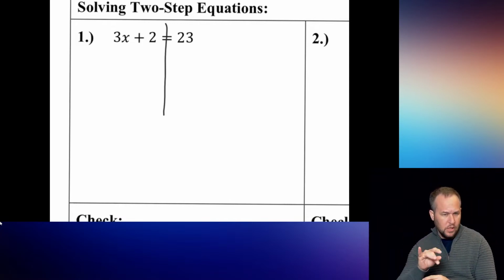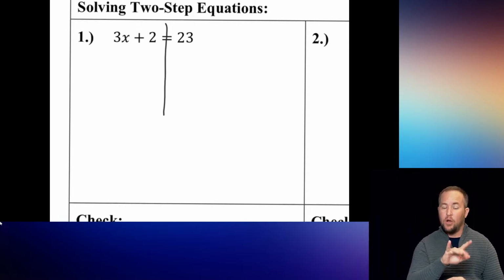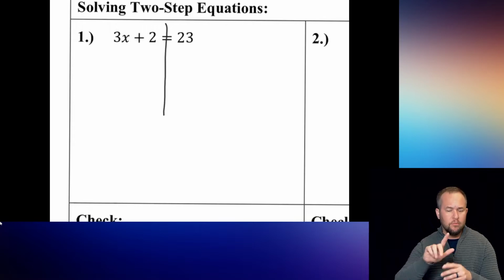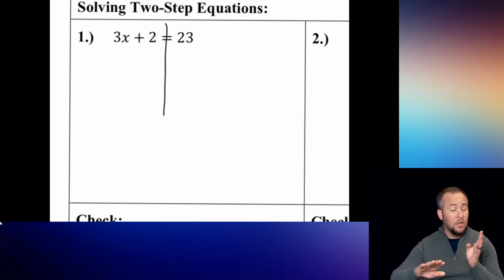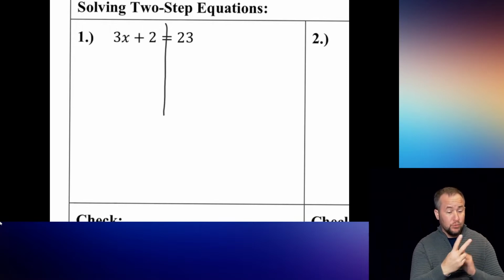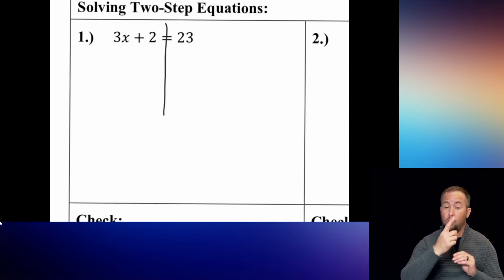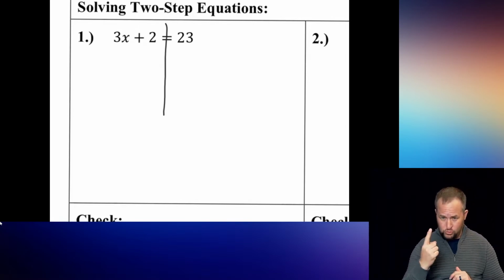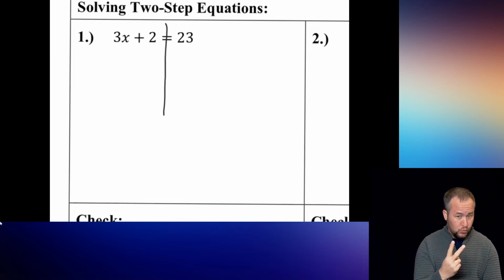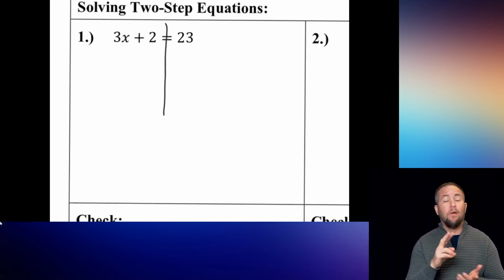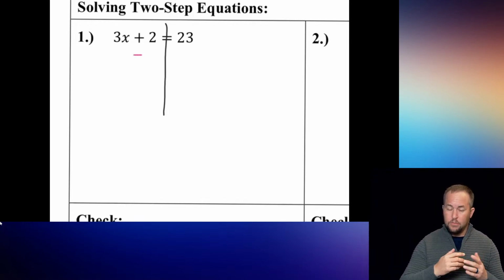So if I take a look at what I have near my variable, always find your variable first, and then I even tell my children to cover up the other side of the equal sign. So I'm covering up the 23. So I look and I see I have 3x + 2. Like we said up above, our step number 1 is to add or subtract first. Because there's a plus 2, I see that plus sign, I'm going to do the opposite of that plus sign. What we learned from one-step equations is the opposite of adding 2 is to subtract 2.